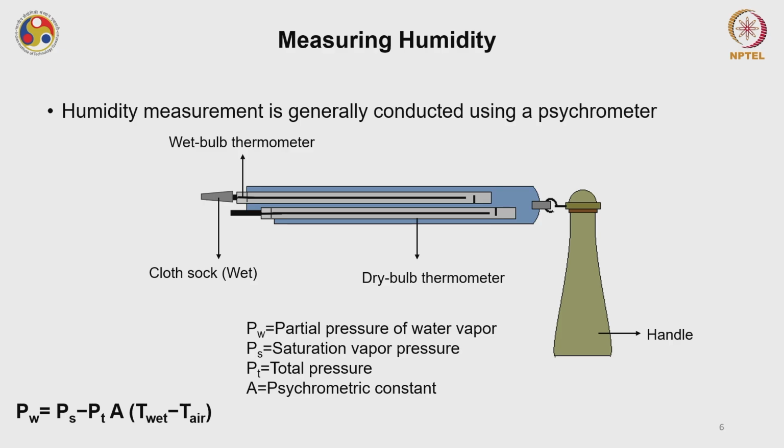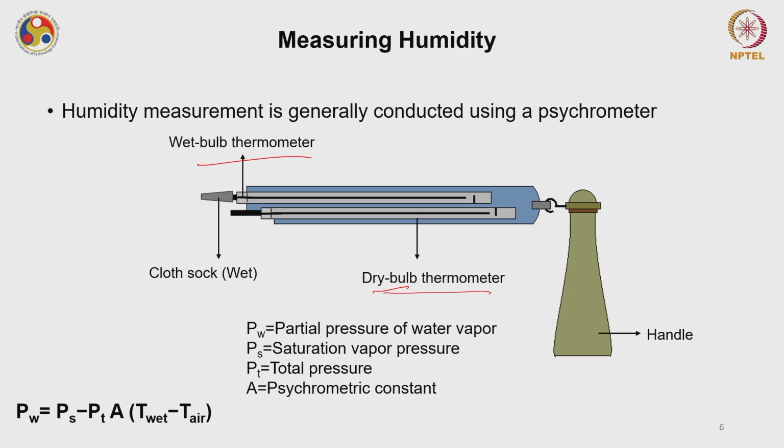So the psychrometer is basically, if you see this diagram, it contains two different thermometers. One is known as the dry thermometer or dry bulb thermometer, and another is the wet bulb thermometer. These are standard thermometers, not any special kind of thermometer. The only difference is one thermometer has a dry bulb and the other has a wet bulb. This wet bulb thermometer also has a cloth sock, which is wet.